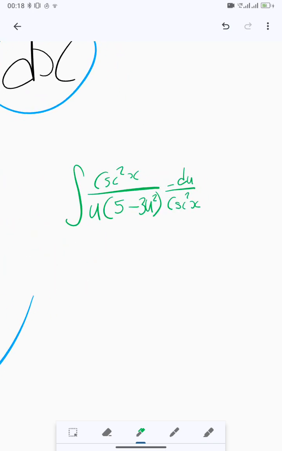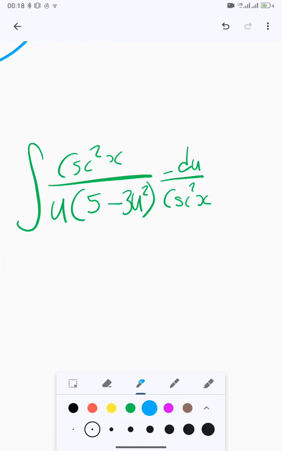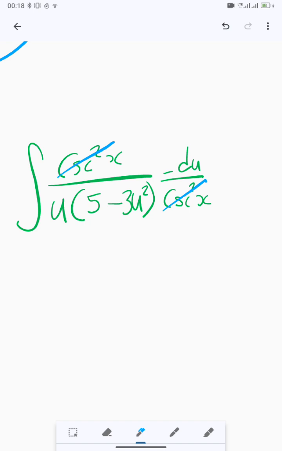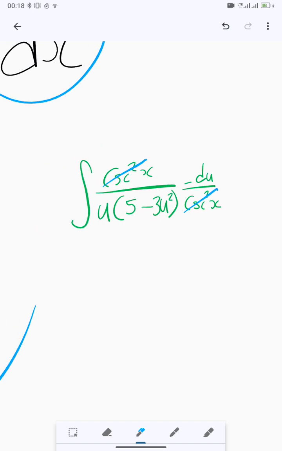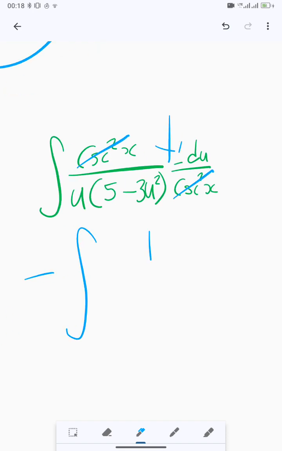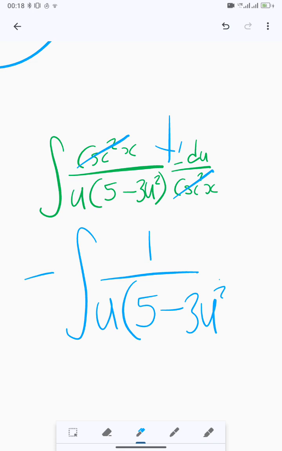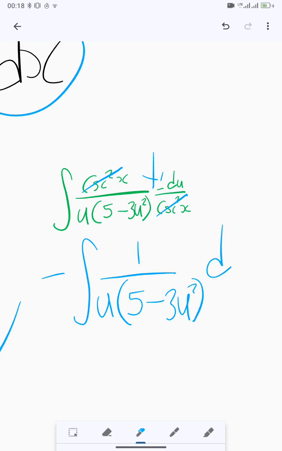So what I just did here, I just replaced cot x with u, then dx with whatever dx is, and then from here you can see that cosec squared will cancel out, and then you will remain with, and you know that when you have a constant like negative 1 here, you can take it in front of the integral sign, and then you'll be having something like 1 over u times 5 minus 3u squared, then du.